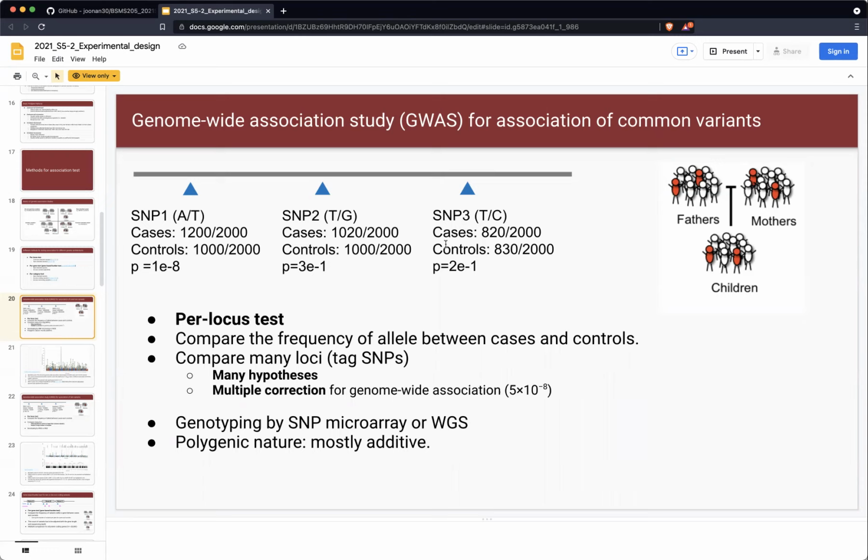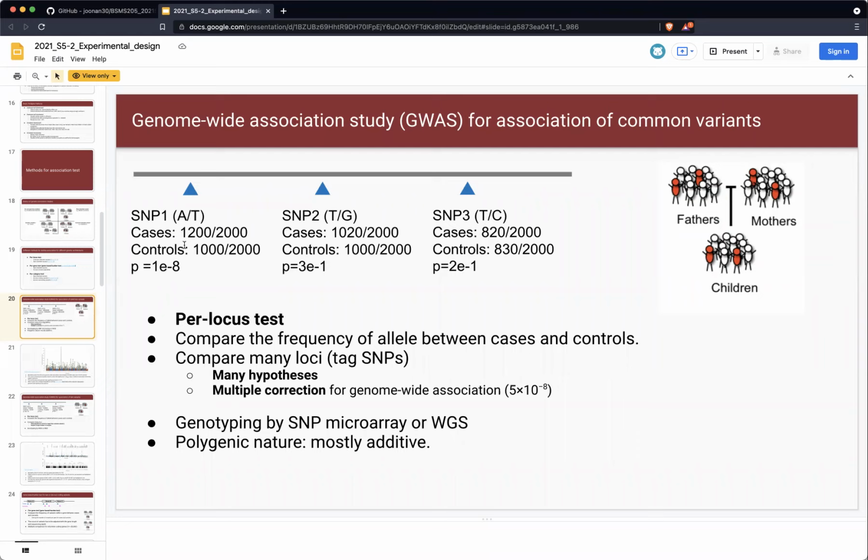So the per locus test is basically comparing lots of SNPs in our genome. And as we learned from session 3, the common variant represents a certain haplotype. So we don't have to look at all the common variants in a haplotype, right? So what you have to use are tag SNPs, because tag SNPs represent the haplotypes, right? So you can pick the tag SNPs, then you compare the number of a certain genotype between case and control. Then you can test whether that difference is significant or not.